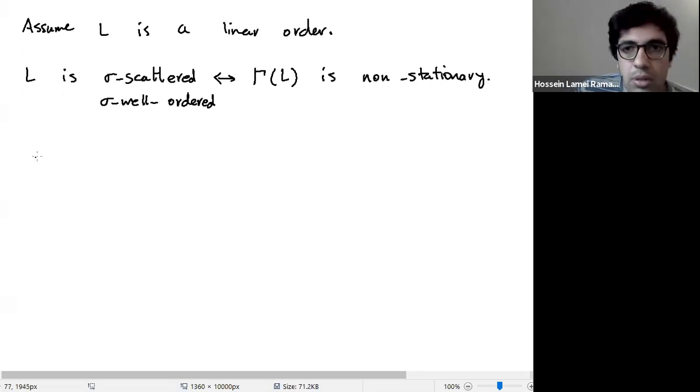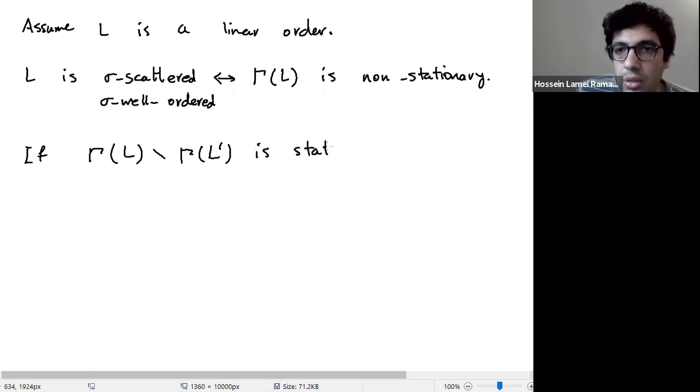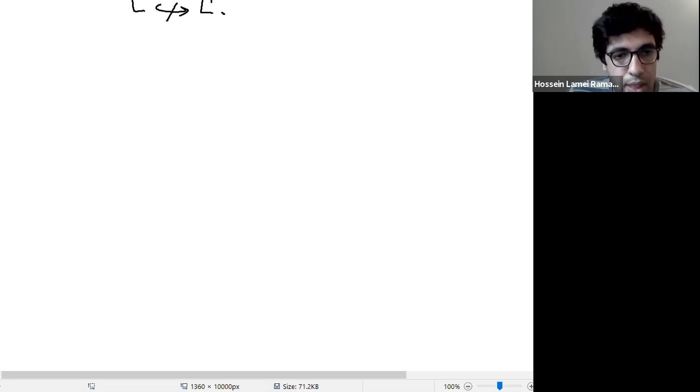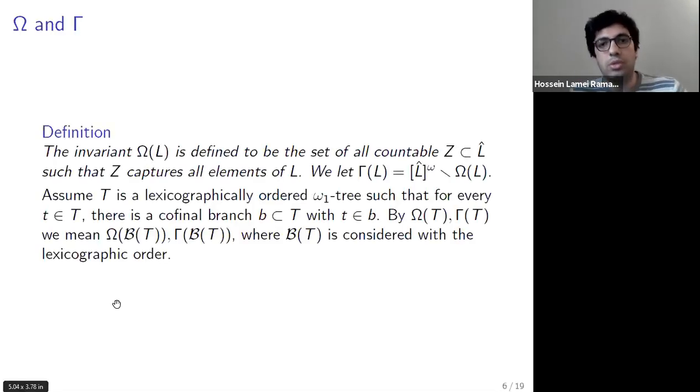Also, if gamma of L minus gamma of L prime is stationary, then L does not embed into L prime. So this is going to be a sufficient condition for contradicting minimality and other things. So this is a very useful invariant in understanding linear orders and omega-1 trees.